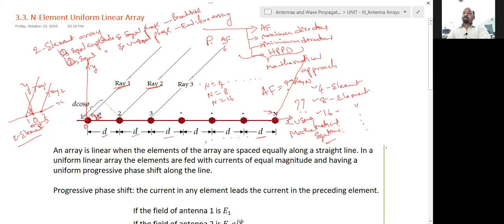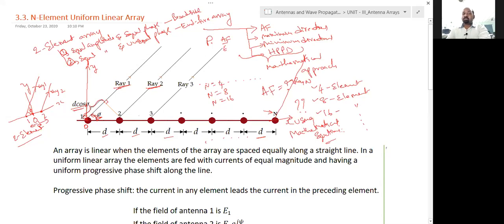Therefore, if you draw a perpendicular line like this, we can say there is a path difference. This is the path difference, and this is D, which makes an angle pi. Therefore, path difference is D cos pi. Similarly, you can take any two adjacent antennas, and the path difference is the same.